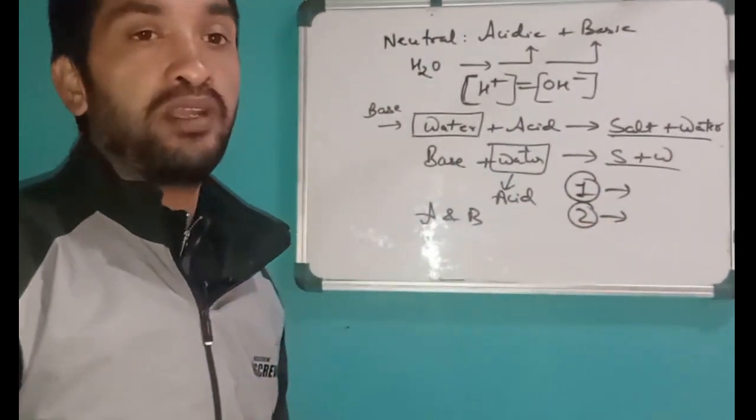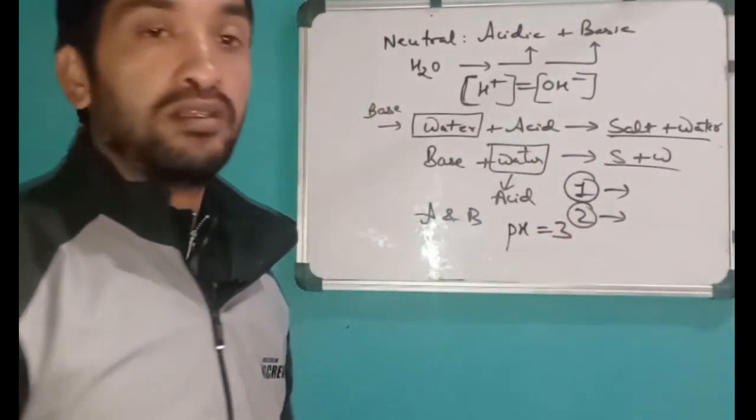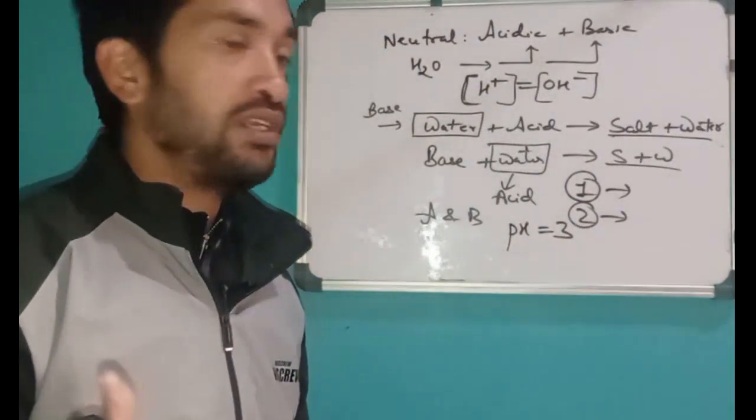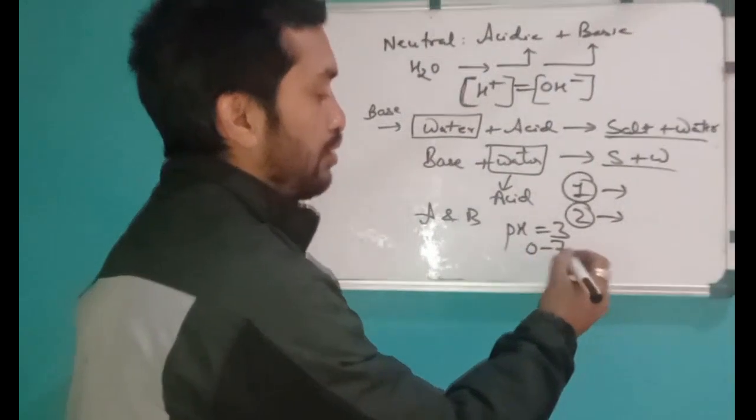Suppose 3 is for pink and you are getting pink, so it means the pH that you are getting is 3, of an acid. And I hope it is clear why I am calling it an acid, because 3 is in the acid range, between 0 to 7.